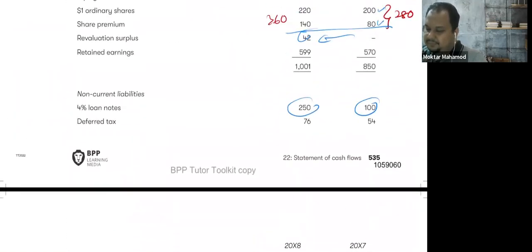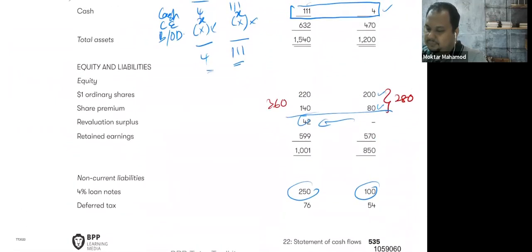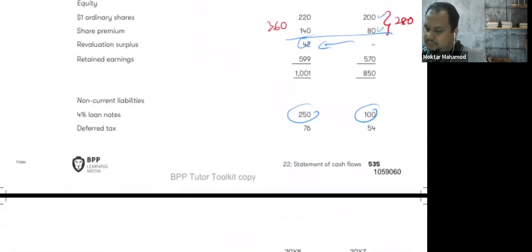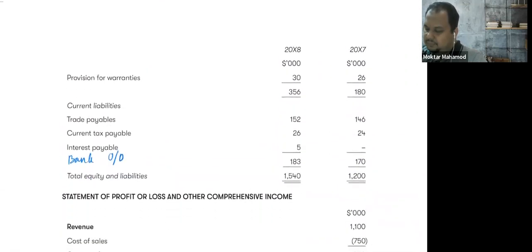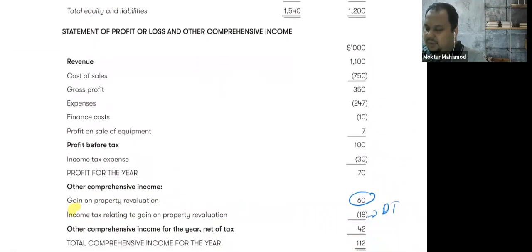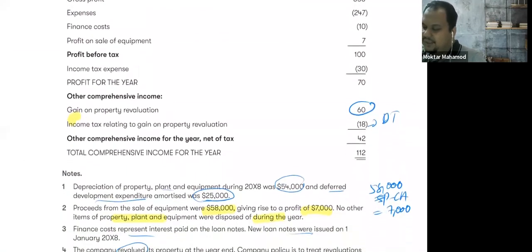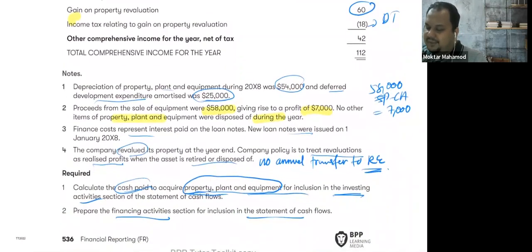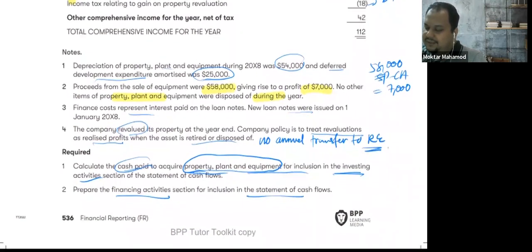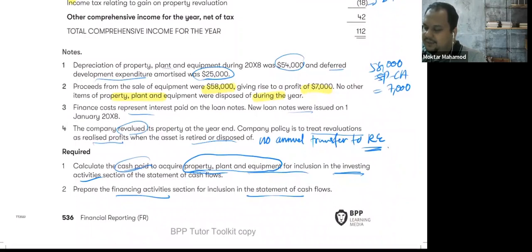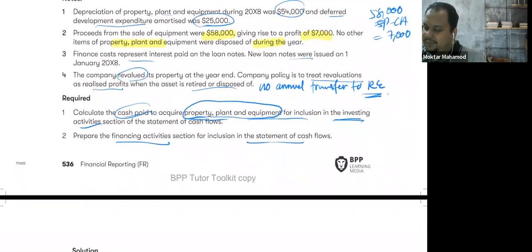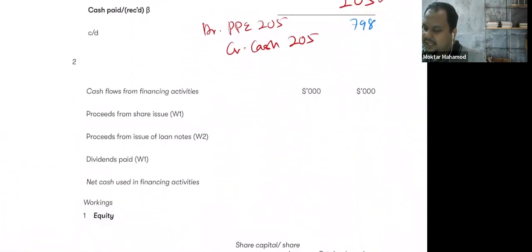Selalu loan note dia pakai principal value je. Tak pernah saya tengok lagi dia buat the amortized cost computation tapi tak apa, kita tengok ini. Proceed from the sale equipment, dah. Finance cost represent interest paid on the loan notes. Company revalued property. Habis dah.